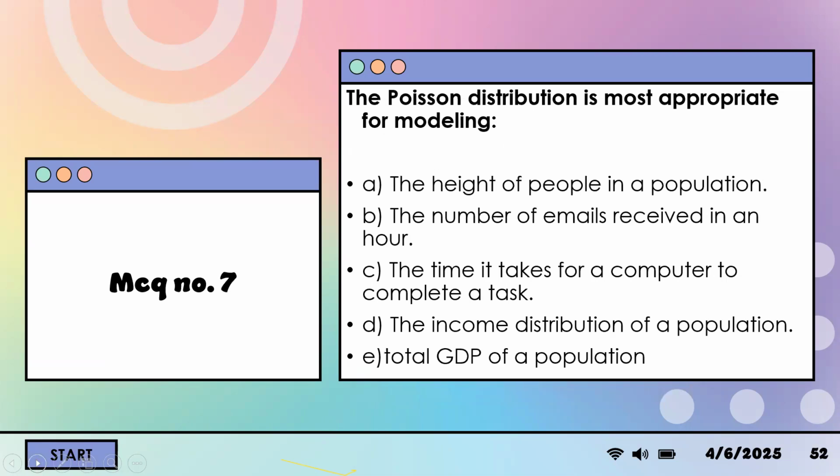The Poisson distribution is used for which of the following models: the height of people in a population, the number of emails received in an hour, the time it takes for a computer to complete a task, the income distribution of a population, or total GDP of a population. On which can we apply the Poisson distribution? Height of people in a population, no time involved. Computer completing a task, with no known number of events. Income distribution. But the number of emails, the events, received in an hour, the time period defined. So the answer is B.